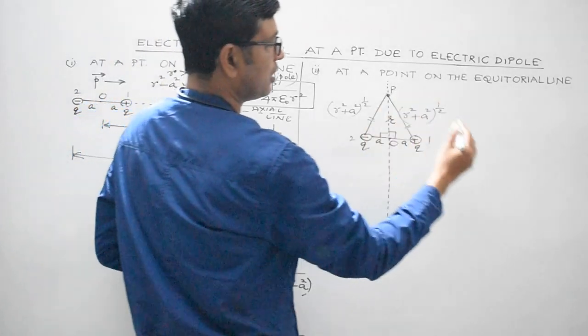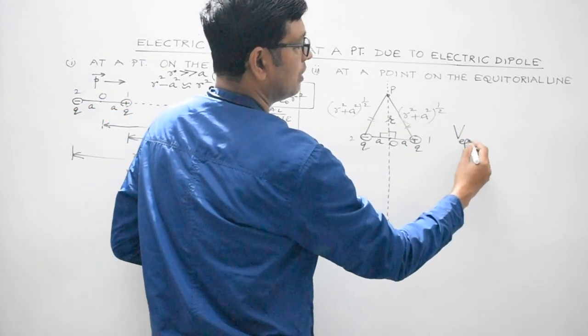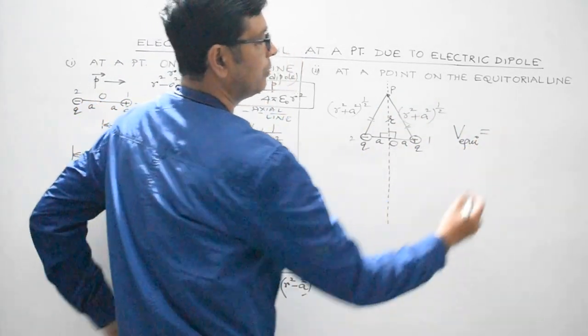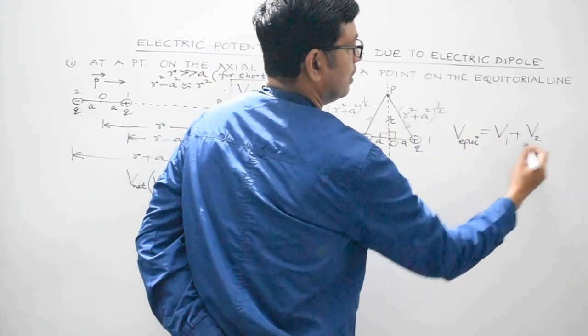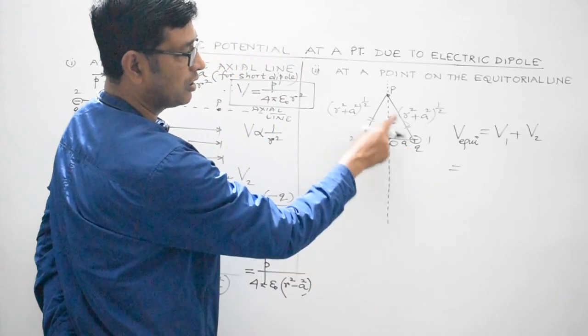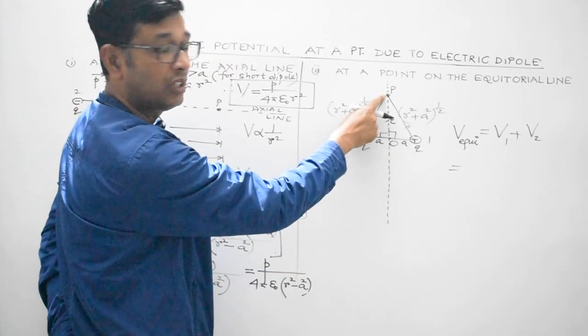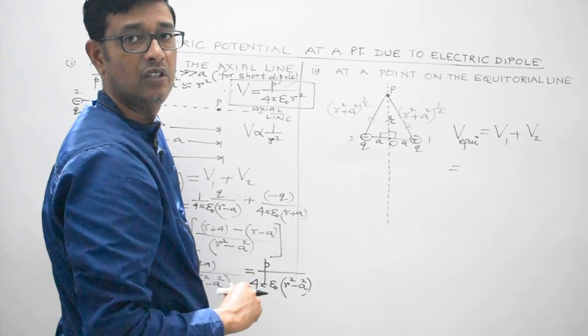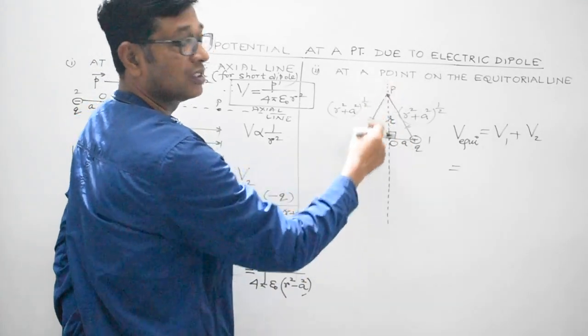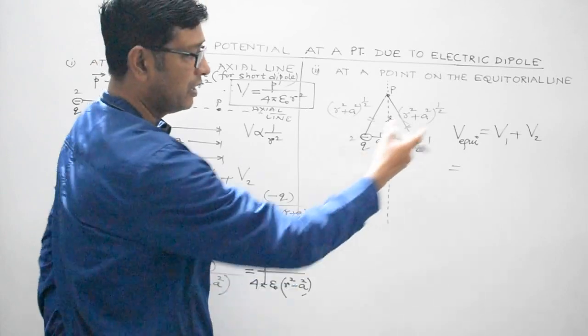Now, the net potential at point P, at any point on the equatorial line, will be given by the potential at point P due to the first and due to the second. You can easily observe that due to the positive charge we will have positive potential, and due to the negative charge we will have negative potential of the same magnitude, because the magnitude of charge is the same and the distance is the same. We can verify it mathematically.